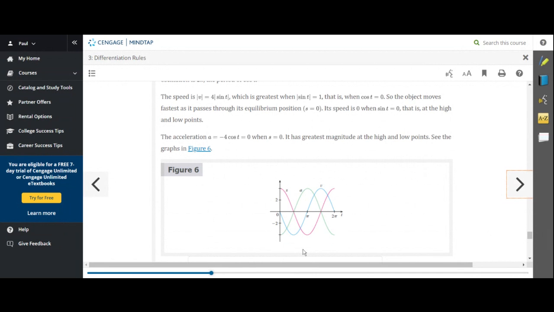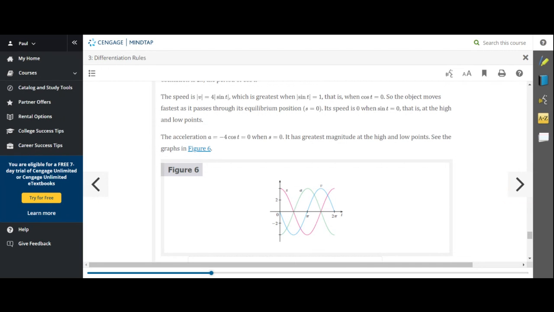But you notice here with the position function, when s equals -4, like in figure 6, that's when t equals pi, right? When t equals pi, the position of the mass is -4 after pi seconds has elapsed. Well, what's the velocity at t equals pi? When time equals pi, the position of the mass is -4, and the velocity is 0.